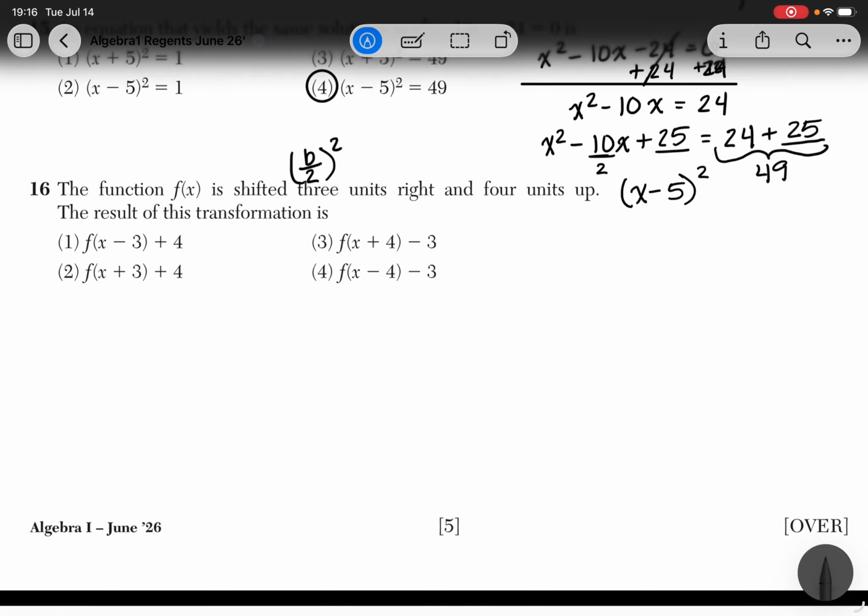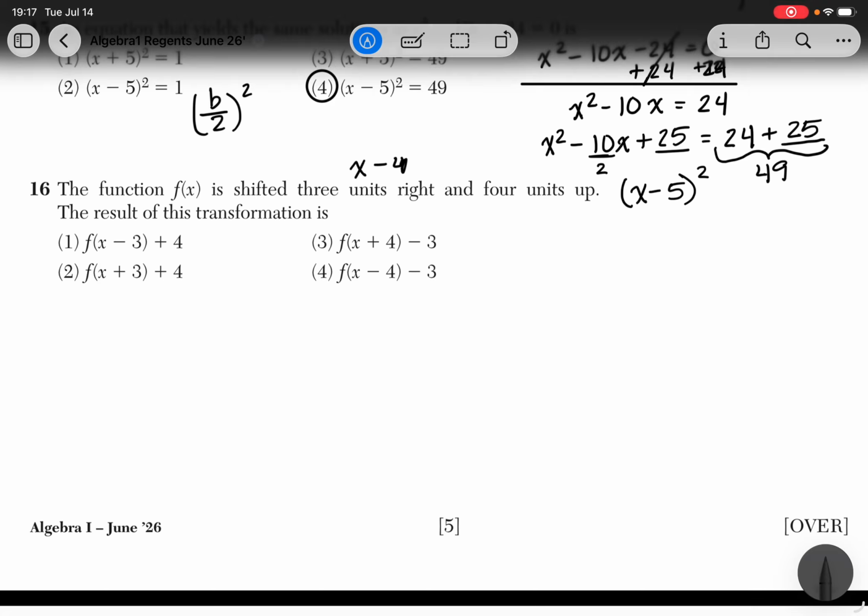So if we are shifting to the right, this is where a lot of times students get confused. They want to say that we're adding right, but we don't add right if we are shifting to the right. Instead, we are going to subtract to move to the right. So whatever our x value is, we're going to subtract 3.